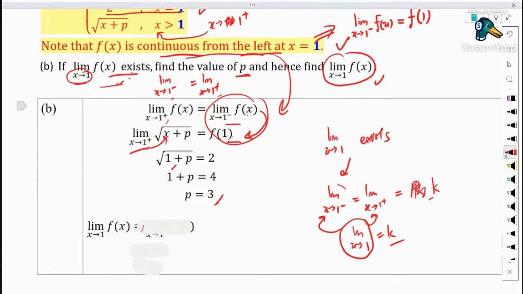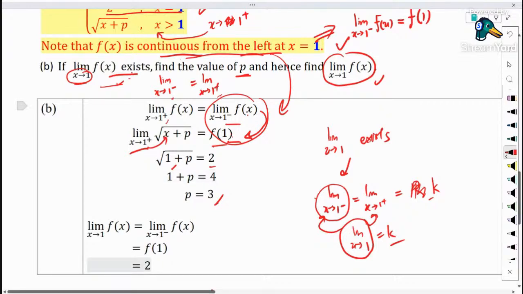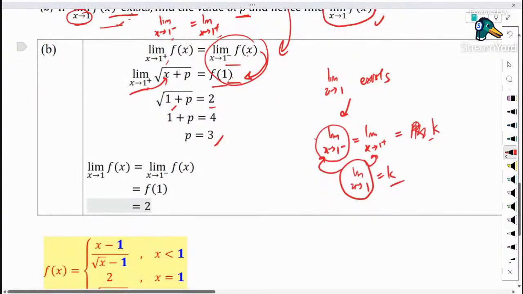And from here, I can easily know the left hand side limit equals f(1), which is 2 as we found just now. So in my calculation, I have the limit as x approaches 1 equals the limit as x approaches 1 minus, the left hand side limit. And this limit, once again, I notice equals f(1), and f(1) equals 2. That's it, the answer. Just a short and simple calculation. Go on.